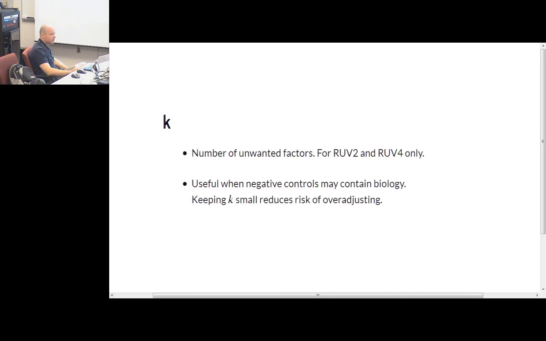K, that is the number of factors to adjust for. It's for use only with RUV2 and 4. And it's useful to use this specifically when you are concerned that your negative controls might contain at least some biology. In that case, keeping K small will help reduce the risk of over-adjusting. Sorry, what do you mean by your negative controls may contain biology? Meaning that if, for example, you're not using spike-ins, but you're using something like housekeeping genes. Yeah. And this is partly why I say that you want to choose K by hand and not use this getK function.